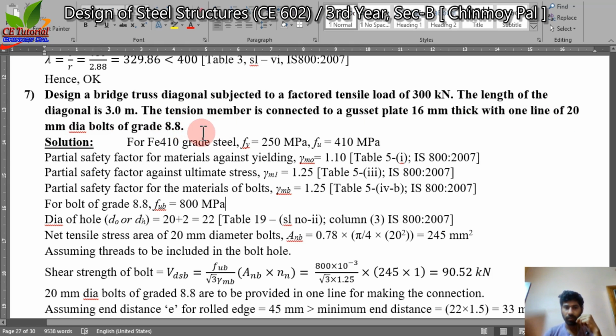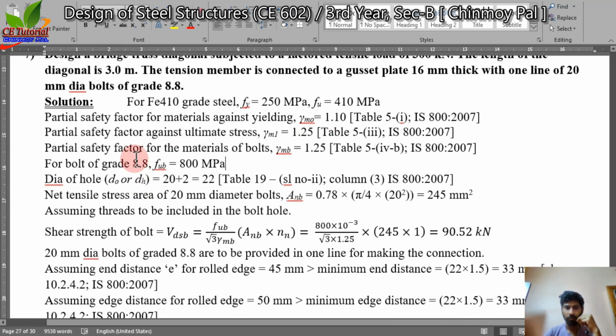So first of all, we have to consider the grade of steel and some factor of safety. Factor of safety for material against yielding is 1.1, factor of safety against ultimate stress is 1.25, and factor of safety for material of bolt is 1.25. You can find this in Table 5 of IS 800:2007.